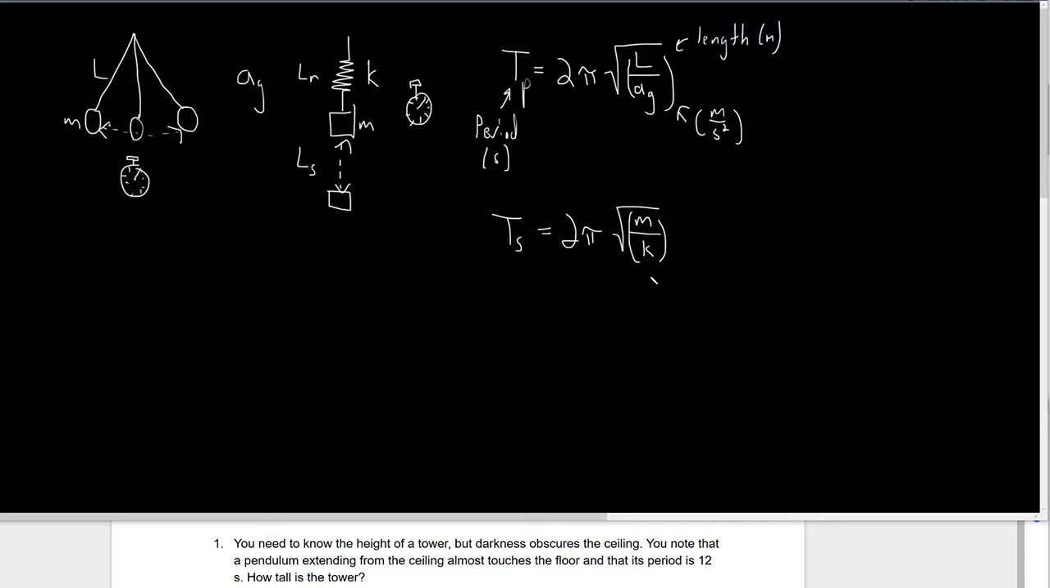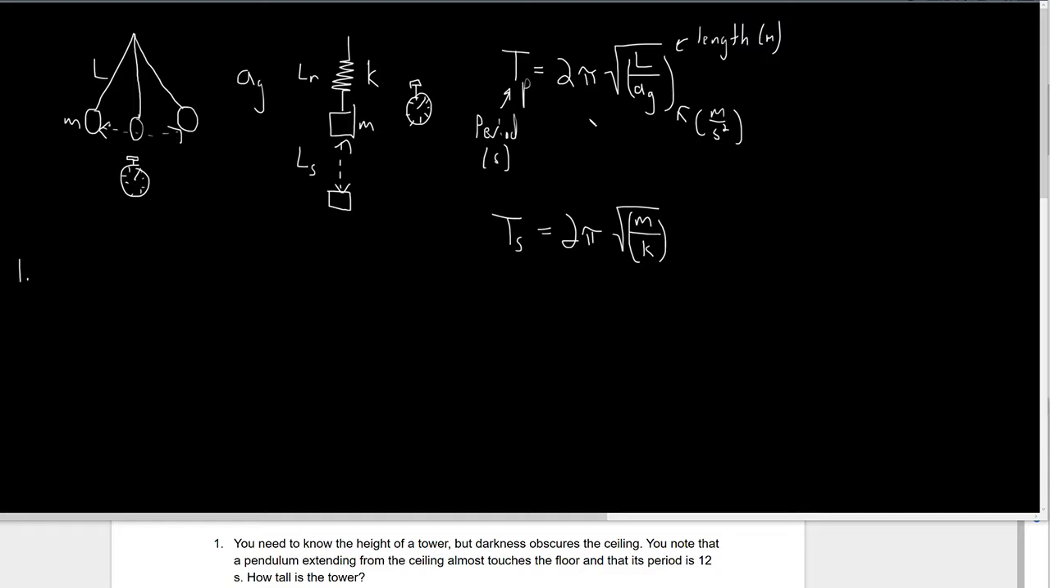So for instance, we look at number 1 there. You need to know the height of a tower, but darkness obscures the ceiling. You note that a pendulum extending from the ceiling almost touches the floor and that its period is 12 seconds. How tall is the tower? All right, so right now, we can assume we're on Earth, which may be important. It probably is. We know we're working with a pendulum, so right off the bat, I know that I'm going to be working with this equation right here.